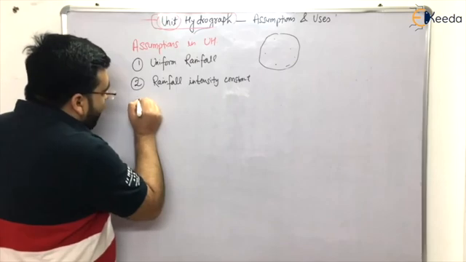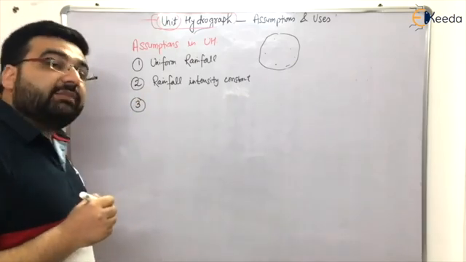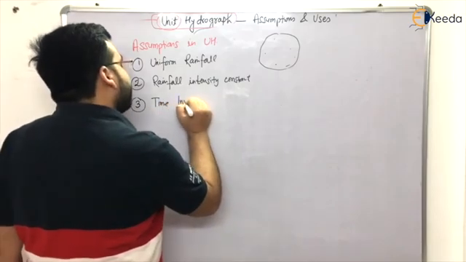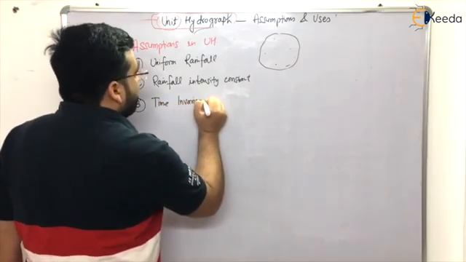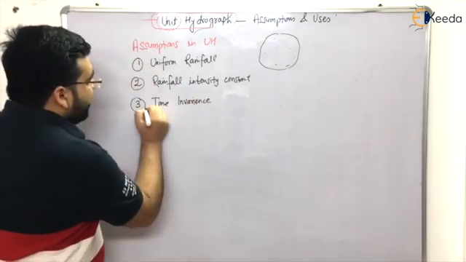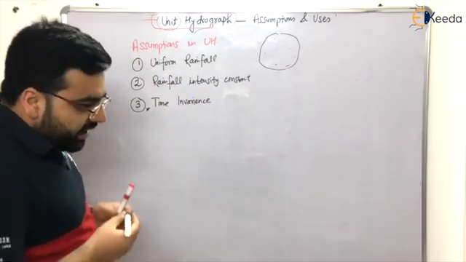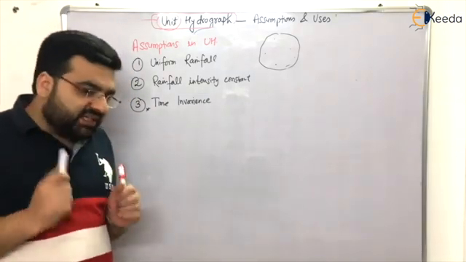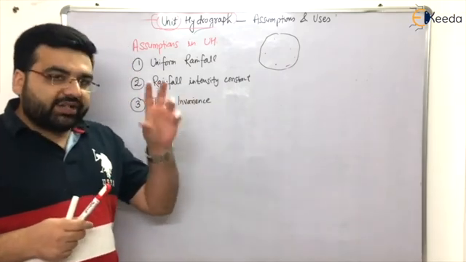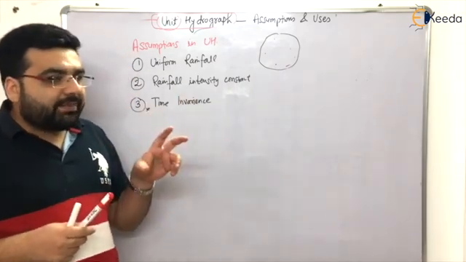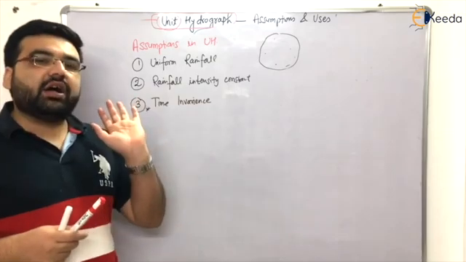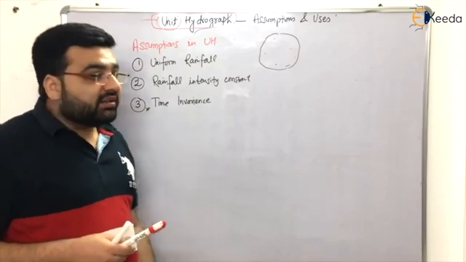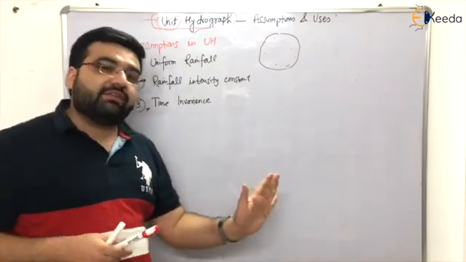Third, a very important assumption is known as time invariance. Right? Now this is a very important assumption, time invariance. Now what does time invariance mean? Time invariance simply means that whether your particular rainfall or storm is happening in the morning hour or evening hour, or after 2 days, after 3 days, whenever it is happening, the direct runoff hydrograph will be the same.